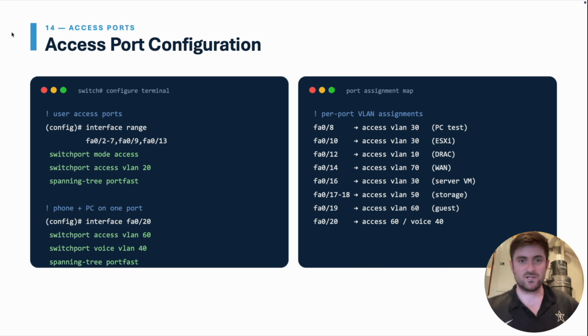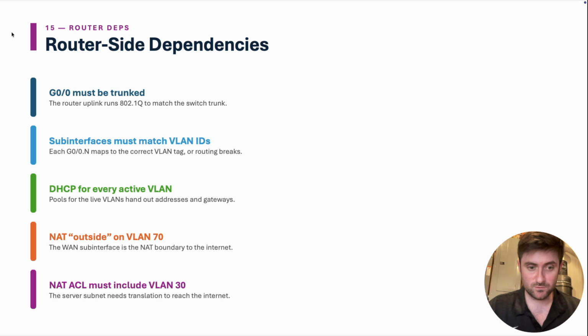These access ports match the physical layout of my home lab exactly. So the access ports are for the end user devices. So you can see those here. In this case, it's using VLAN 20, interfaces 2 through 7, 9, and 13 as an example, giving them an access port, and putting VLAN 20 on all of those.